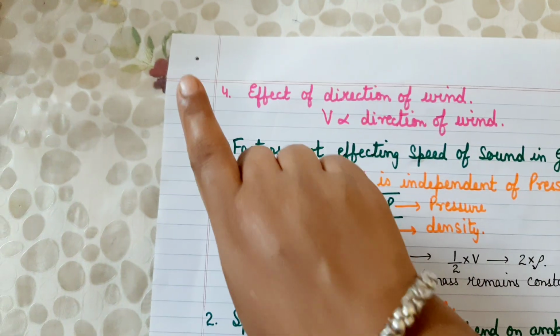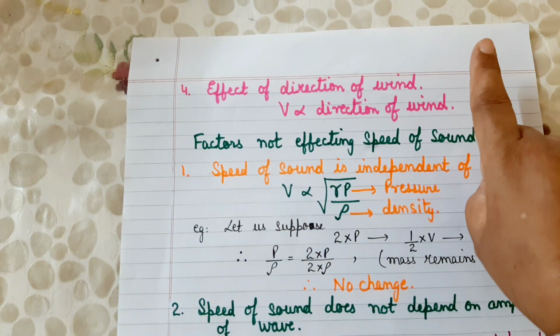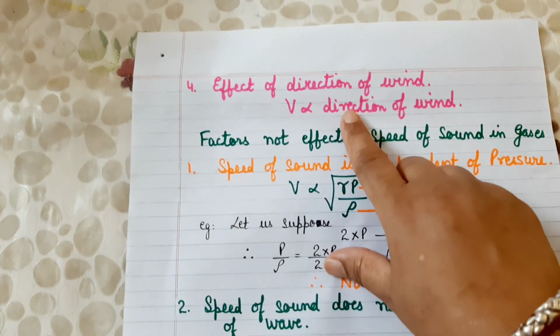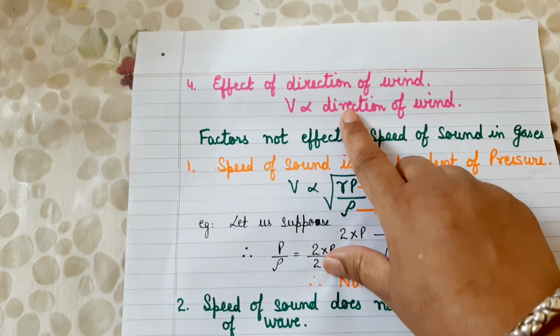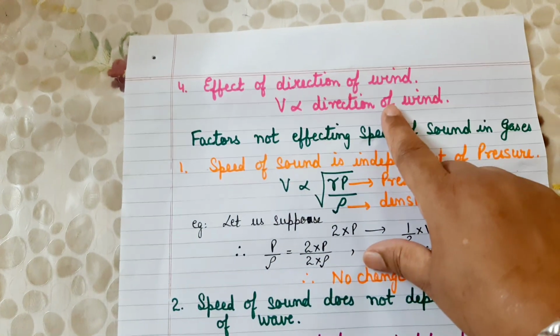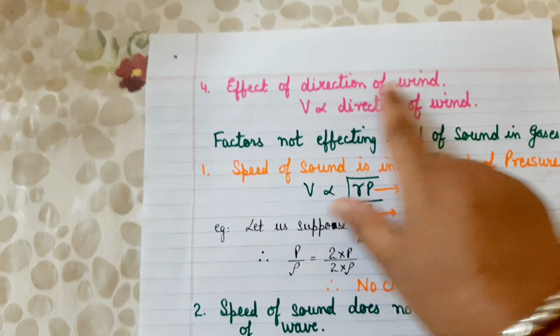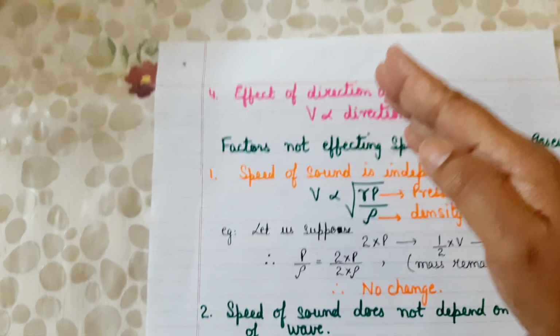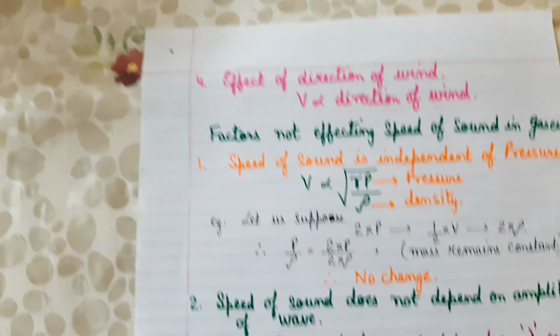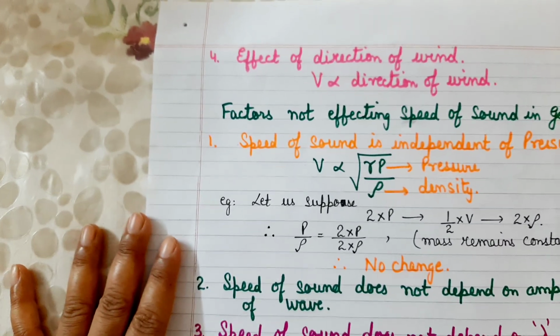Children, if the wind is blowing in one particular direction and the sound is also moving in the same direction, then it favors the speed of sound. That is, it increases. That's why I wrote that the speed of sound is directly proportional to the direction of the wind. And suppose the sound is moving in one direction and the wind is in the opposite direction, it will cut the speed of sound. Okay, I hope you have understood the 4 factors on which the speed of sound depends.